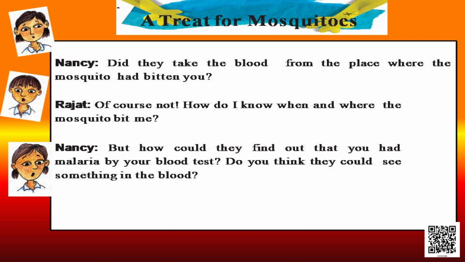Now Nancy had a question. But how could they find out that you had malaria by your blood test? Do you think they could see something in the blood? Yes, definitely there was something which was detected in the blood of Rajat. Those were the disease carrying germs which identified malaria in Rajat's blood sample.